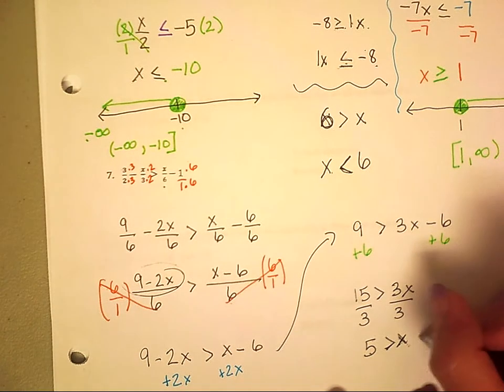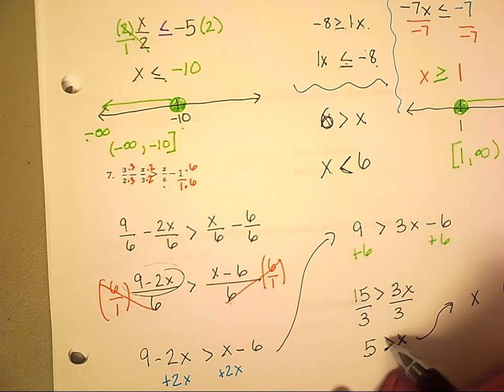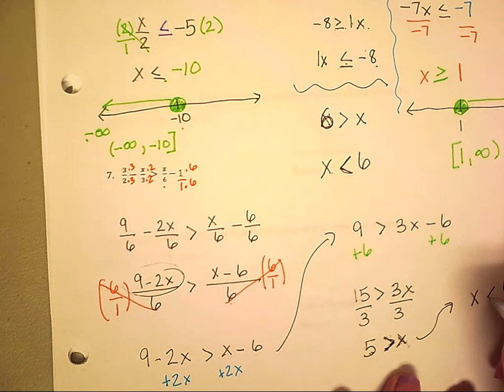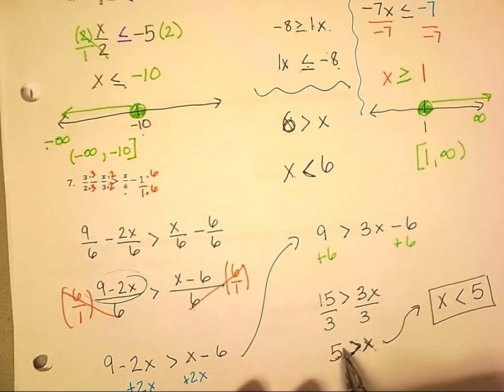But here's an example of the variable being on the right-hand side, and I don't like that. I would like it on the left-hand side. So now the inequality sign is opening towards the number 5 and pointing towards the variable. So this is an equivalent statement. If 5 is greater than x, then x is less than 5.